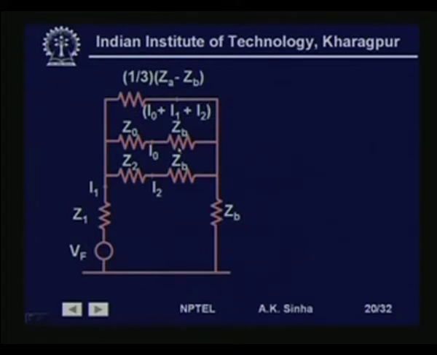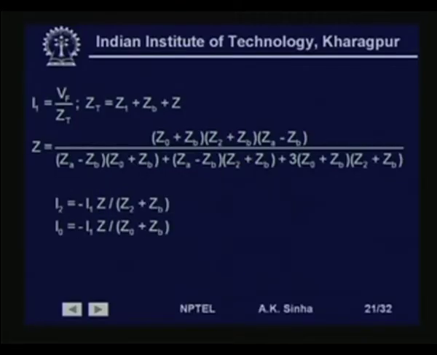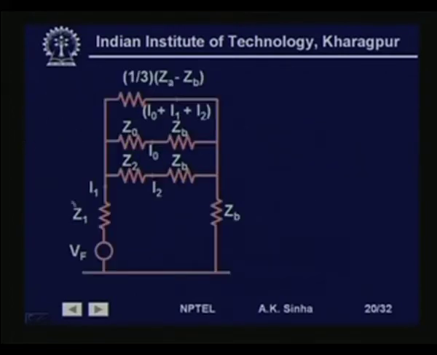So, this is the complete circuit which defines the sequence network connection for the system where we have an impedance ZA in phase A and impedance ZB in phase B as well as phase C. Now, as we said, we can calculate the positive, negative and 0 sequence current for this circuit. So, we can do that. I1 will be equal to Vf by Zt, that is, if we see this circuit, Vf is the voltage and this is the total impedance of this circuit is Zt, and we need to find out what is Zt.